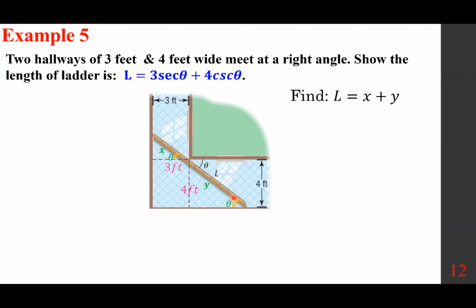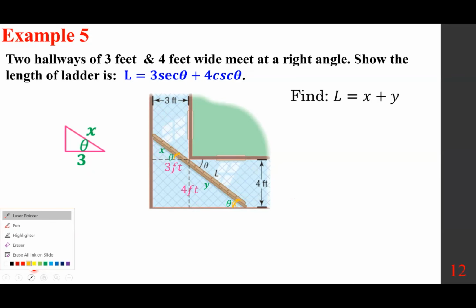So again, a quick recap. This is theta, so is this one, so is this one. This distance, we call it x. This distance, we call it y. This is the same as this one, 3 feet. This is the same as this one, 4 feet. So let's draw each triangle. So if you look at this one, let me use the red color.